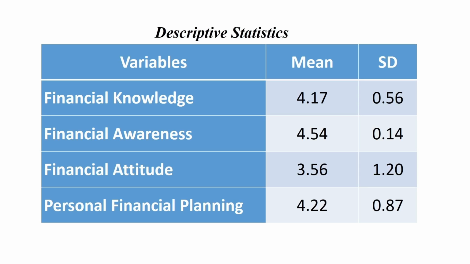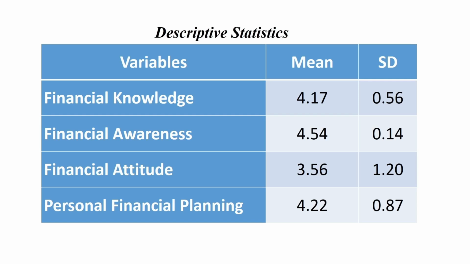According to descriptive statistics results, respondents demonstrate generally high levels of financial literacy and financial planning. Among the variables, financial awareness recorded the highest mean score, which is 4.54, suggesting that respondents had a very high and consistent level of financial awareness. Personal financial planning also shows a high mean, indicating that most respondents actively engage in financial planning. Similarly, financial knowledge had also a high mean score as indicated by mean value of 4.17, reflecting a good level of financial knowledge with relatively low variability among respondents.